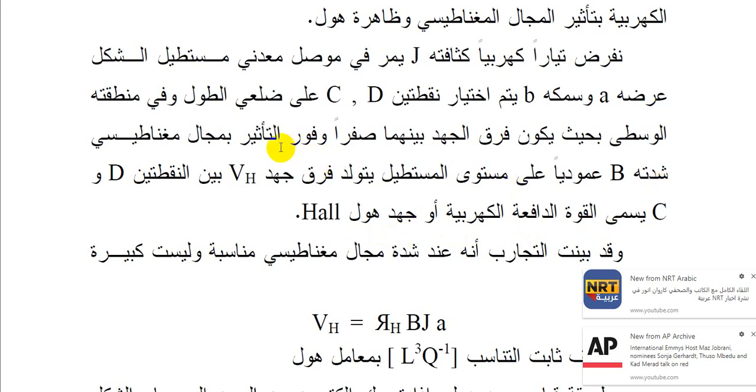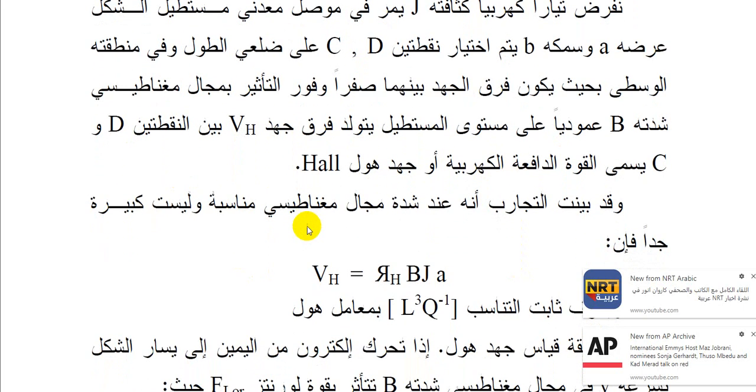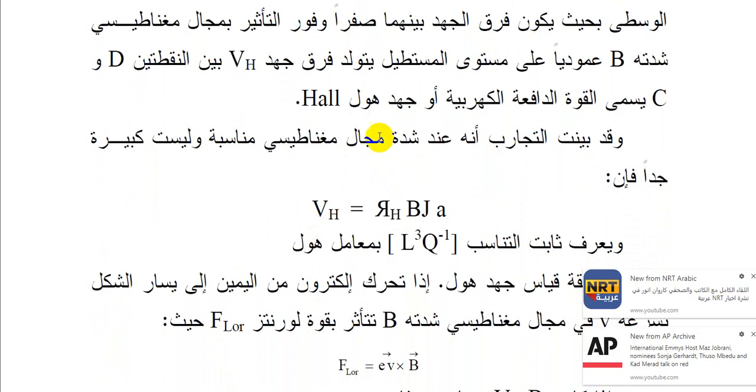Once the effect commences with a magnetic field of intensity B perpendicular to the rectangular plane, the potential difference VH will be generated between the C and D points, denoted as the EMF, electromotive force, or the Hall potential.